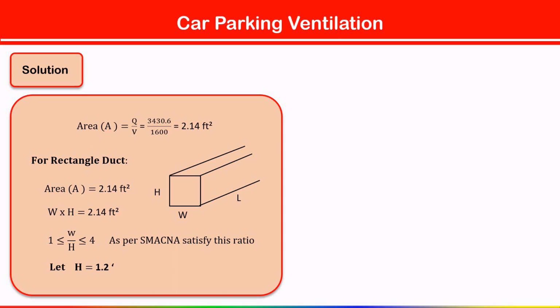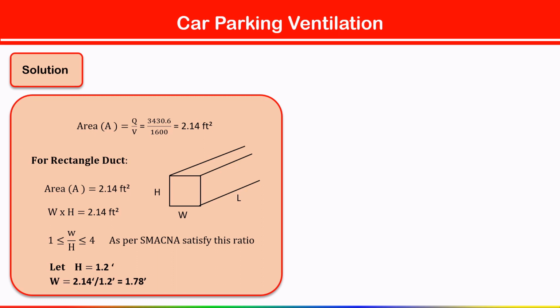So if I have taken height 1.2, this height value we have to place in this equation, which we have calculated now, width into height. Once you put the value of this height in this equation, you will get the width also. So finally, when you put the height in this equation, you will get the width.